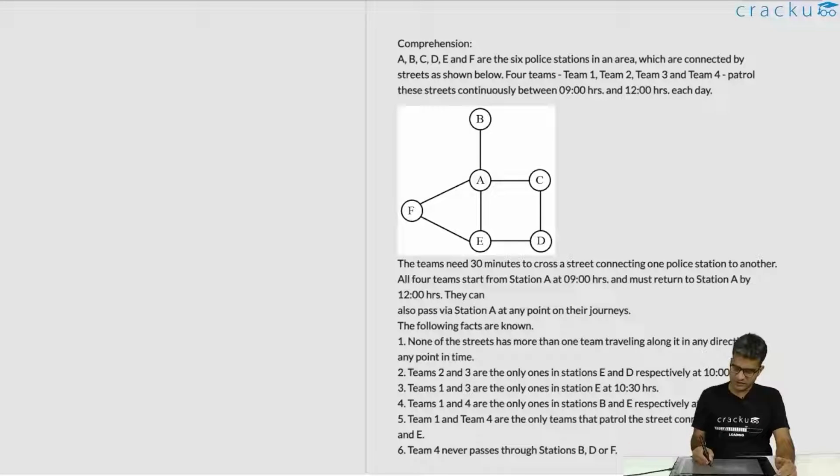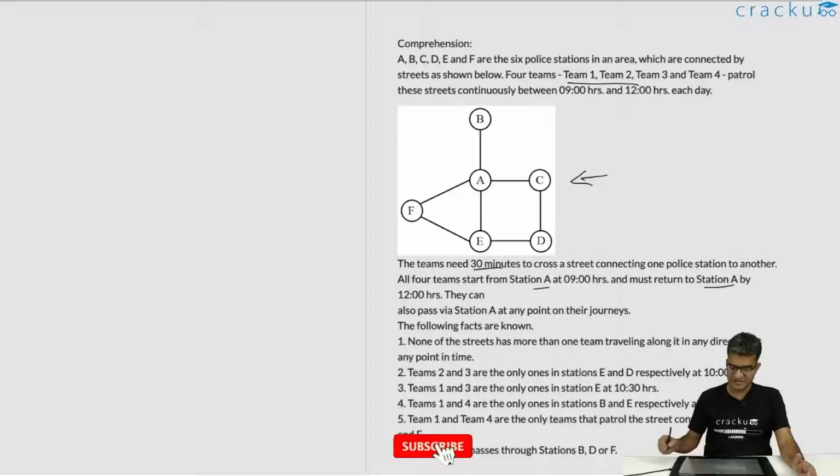In this question, we are told that there are 4 teams, team 1, team 2, team 3, and team 4. They patrol the streets across the cities A, B, C, D, E, and F as shown in the map. They start from 9 a.m. and continue till 12 noon. From one station to another station, it always takes 30 minutes to cross. They start at station A and come back to station A by 12.